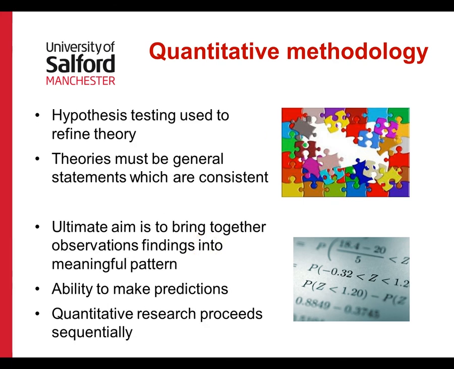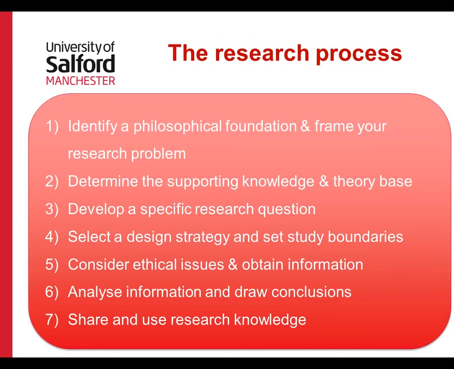So as we said before, in quantitative methodology, hypothesis testing is used to refine theory. And ultimately what we're trying to do is to put together the pieces of a big jigsaw so that we get a set of theories which are all consistent with each other and allow us to make predictions about the external world. The one last thing to note is that when we apply quantitative methodology, it proceeds sequentially. And this is different from the qualitative approach, where often we move backwards and forwards between the different steps in the research process. So I've outlined here the main steps in the quantitative research process.